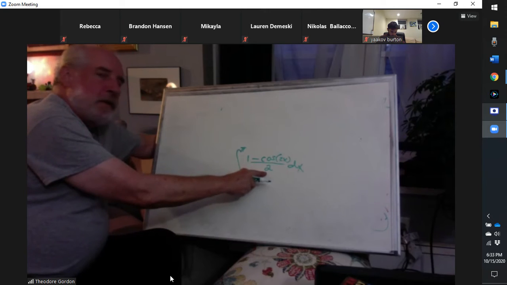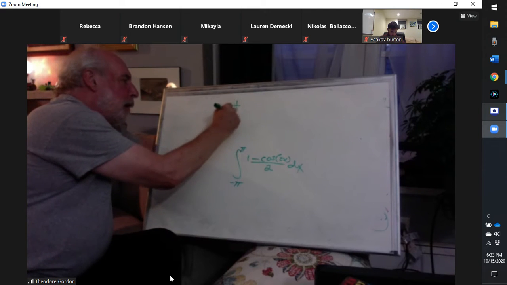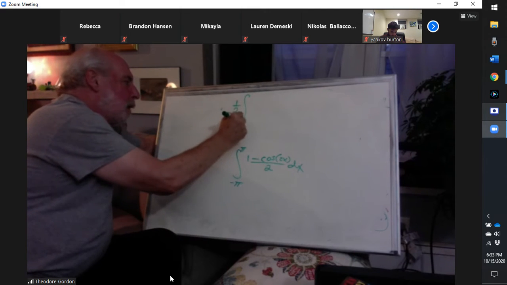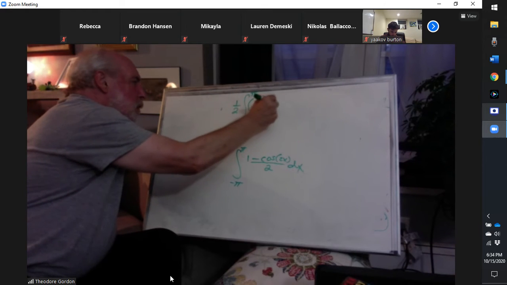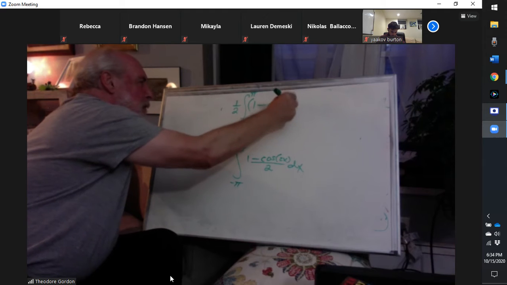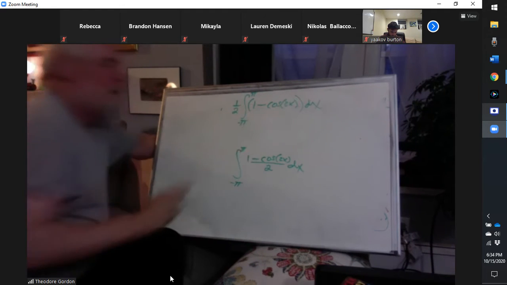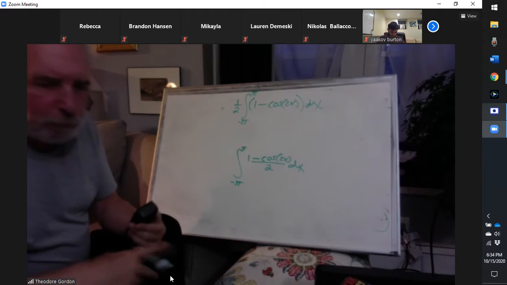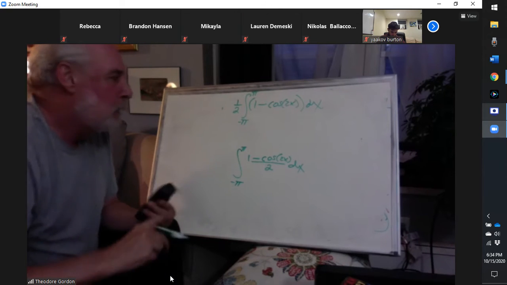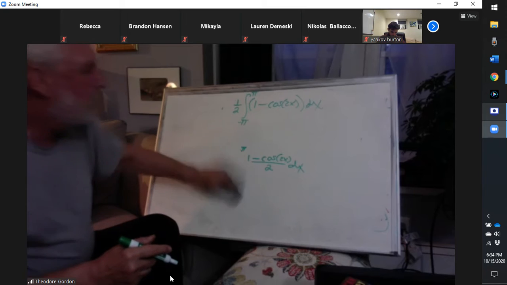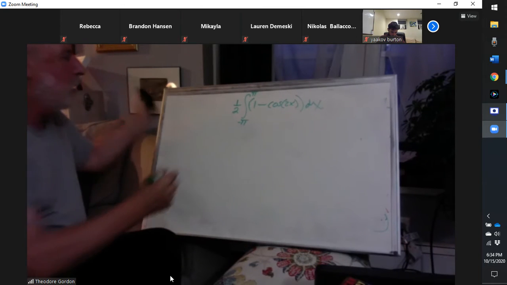The 2 is just a constant, so I'm going to pull that out front, just get it out of the way. And that leaves us with 1 minus cosine of 2x dx. All right. Okay. So far, so good. Now we integrate.